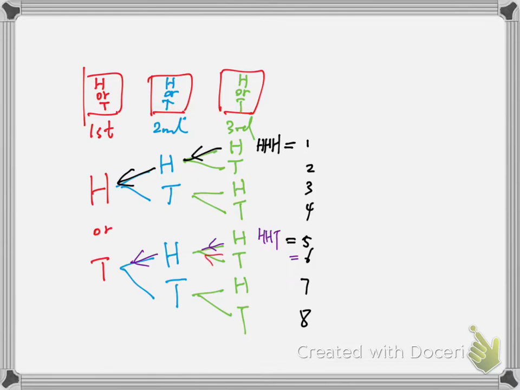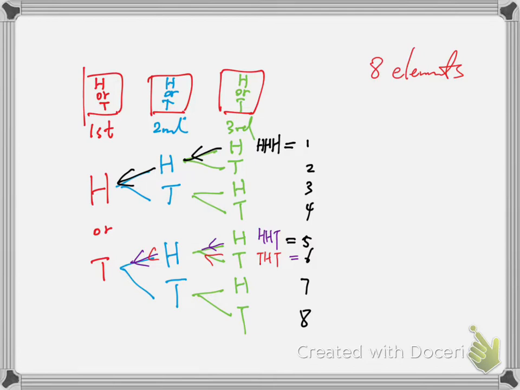So number 6, let's change the color to red. The red path, so you will get T, H, and T. So in this way, you will get all the 8 elements for 3 tosses, and each element has 3 letters. So now this is the practice. You can try 2, 3, 4, 7, and 8.